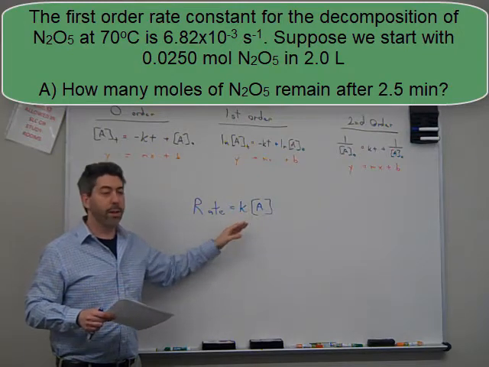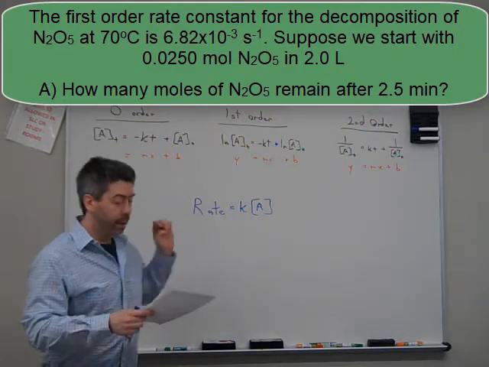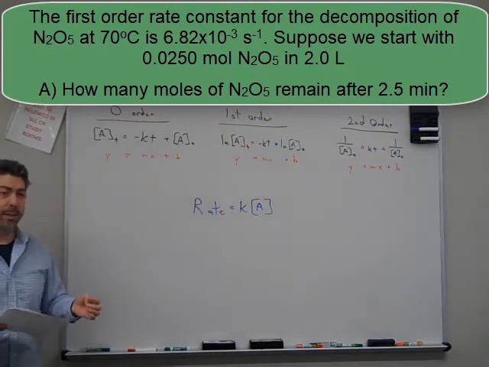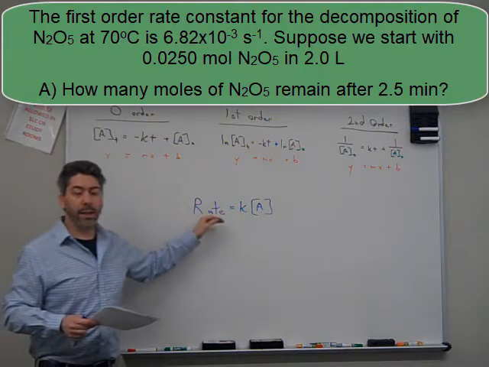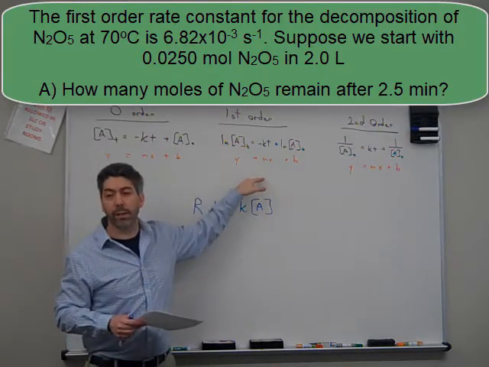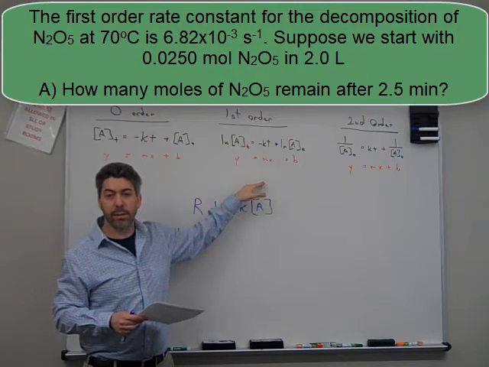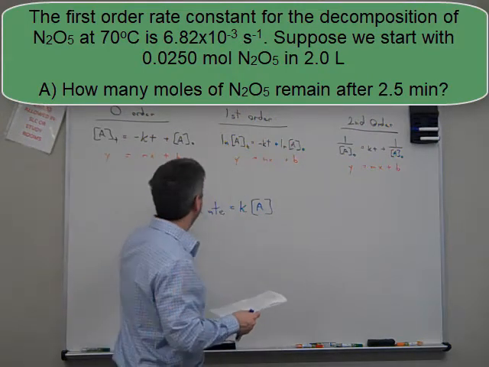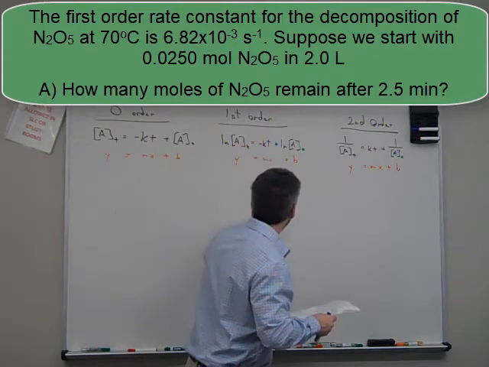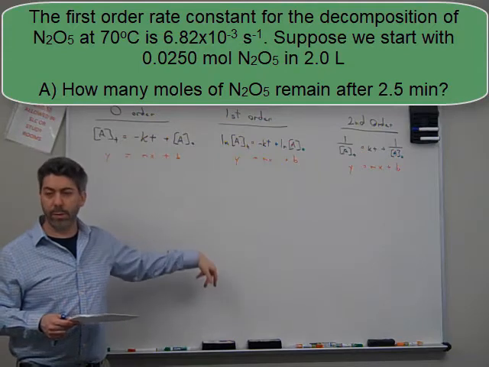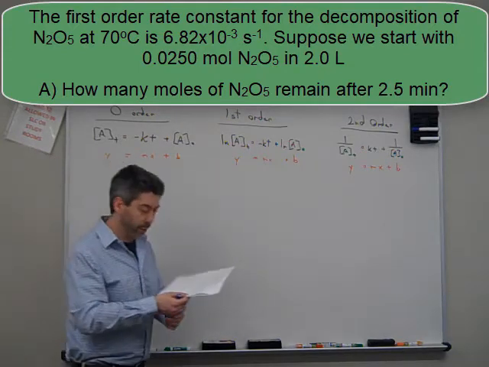Right? But in this case, it's asking us for the concentration at a later point in time, after 2.5 minutes. So this is not going to help us find a concentration later on. For that, we need to go to the integrated rate law. Does that make sense? So, if we have time, and especially because time is not part of that other rate law, right? Time is only part of the integrated rate law.